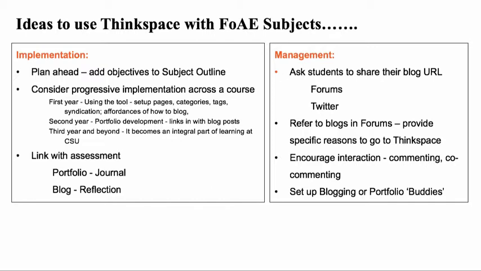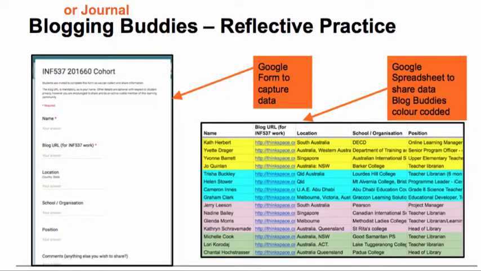And you might want to set up blogging or portfolio buddies. Let me just show you what I do with this. I actually get students to fill in an online form. It's actually a Google form, which is really easy to set up. And they put their essential details in, their blog URL. This pours into a Google spreadsheet, and I share this spreadsheet with the students.